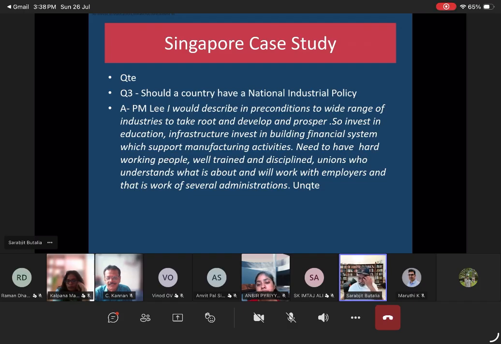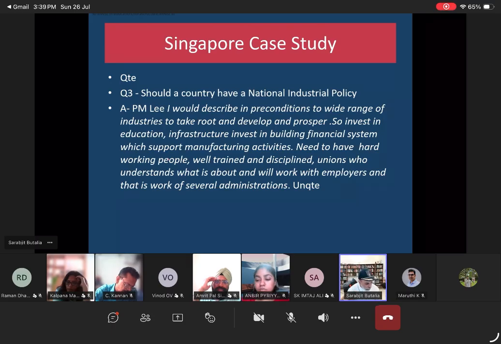So infrastructure, invest in building a financial system which supports manufacturing activities. You need hardworking, well-trained and disciplined unions who understand what it is about and will work with employers, and that is the work of several administrations. That was something which appealed to me, and I used this in my discussion, that it is the whole ecosystem. Just saying build a port here and build a port there is not going to work. We must have the whole ecosystem working. And the main thing is the cargo.